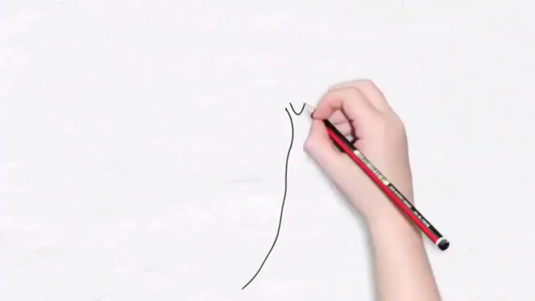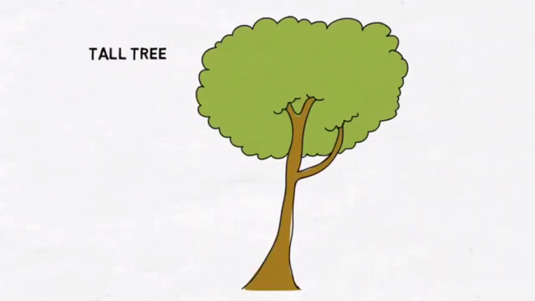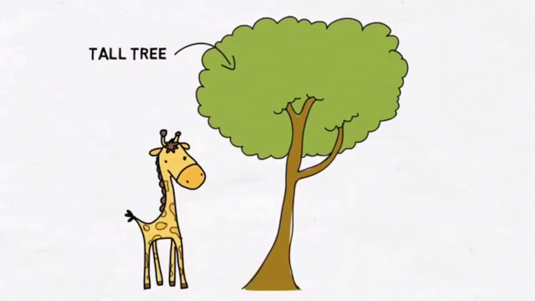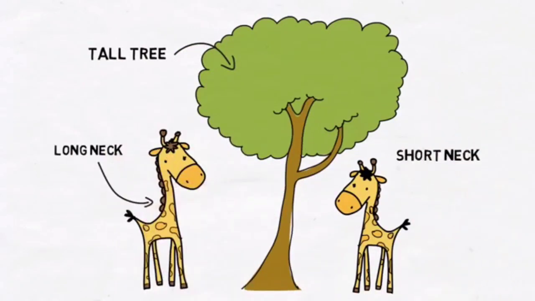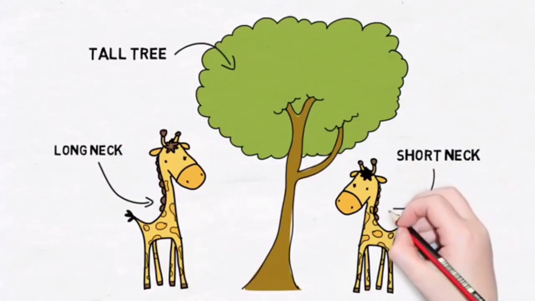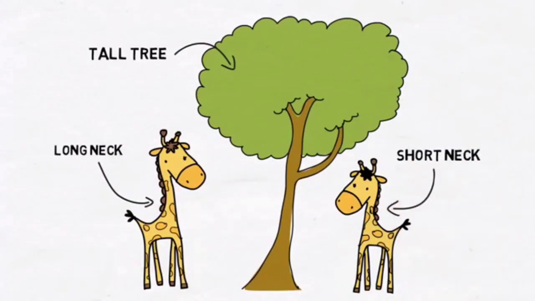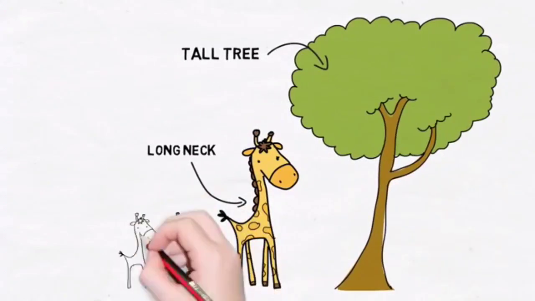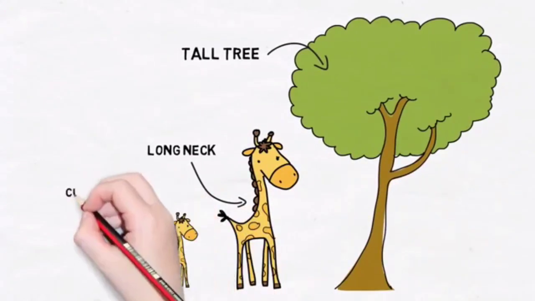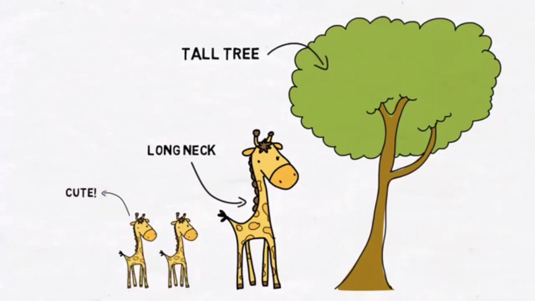In any environment, plants and animals from the same species show natural variation in their physical characteristics, such as neck length in giraffes. Darwin suggested that those plants and animals best suited to their environment are more likely to survive and pass on their characteristics to their offspring. Over a long period of time, the characteristics of the surviving members of the species will come to predominate.